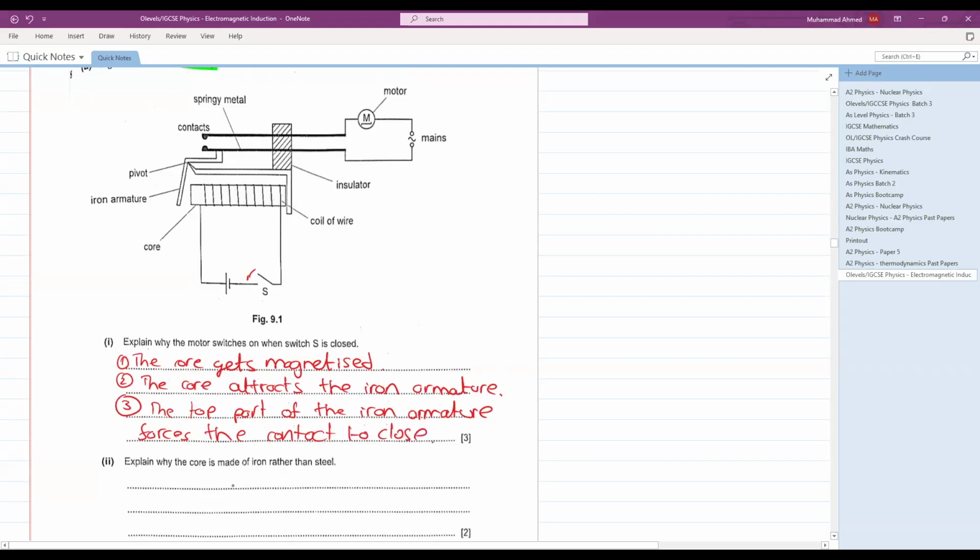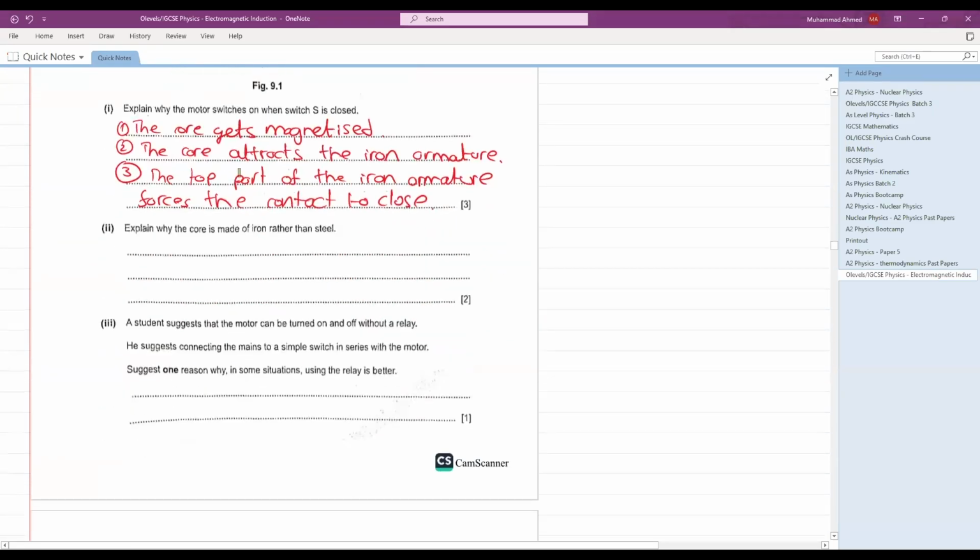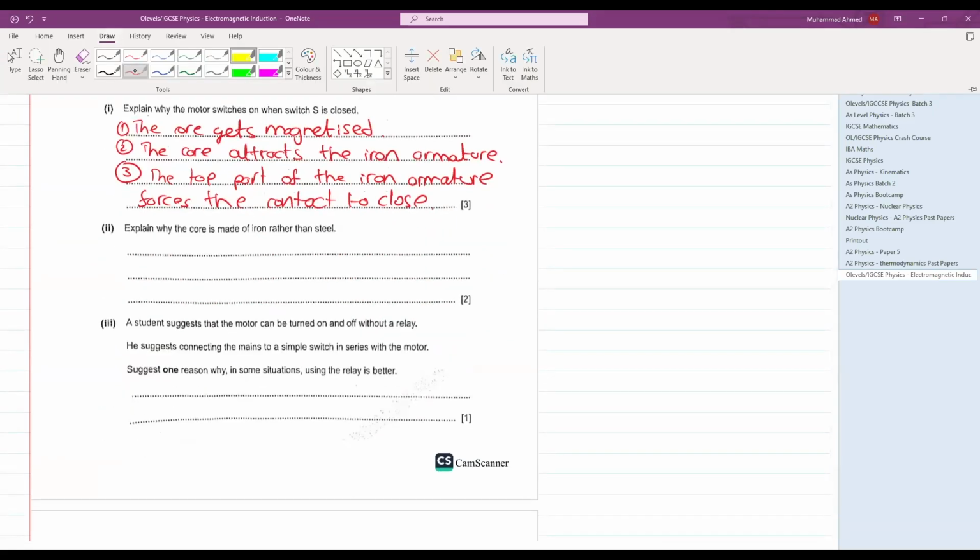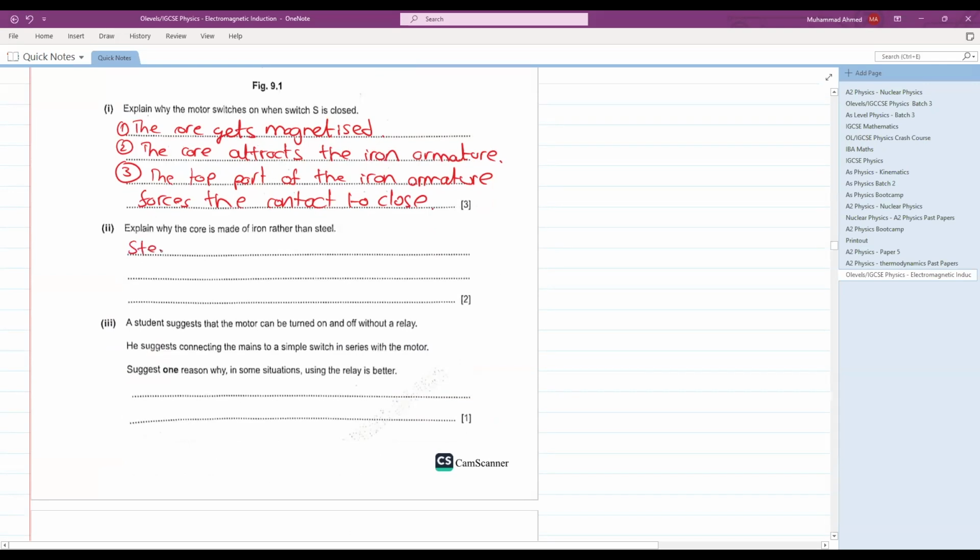Explain why the core is made of iron rather than steel. Why is this core made of iron and not steel? Because steel is a permanent magnet. And what are the harms of a permanent magnet?